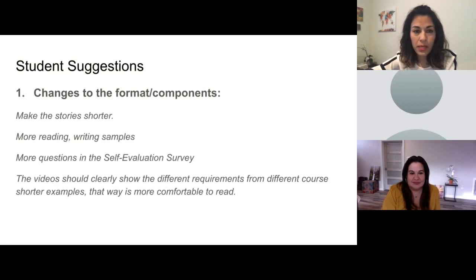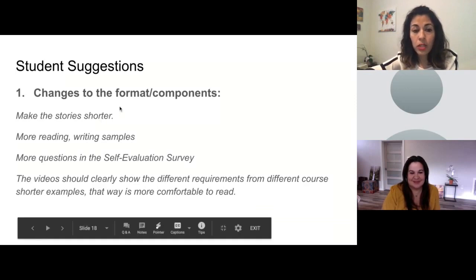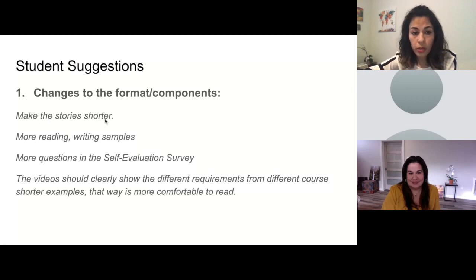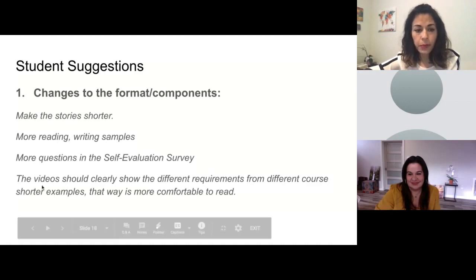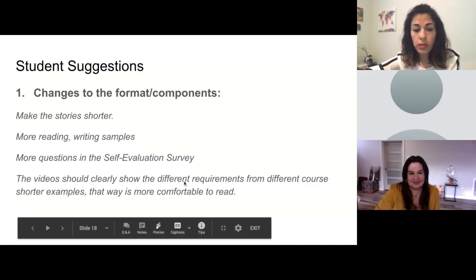Here are some comments, but some students did give suggestions for improvement. For example, some students suggested changes to the format or the components: make the stories shorter, and probably the student is referring to sample reading. More reading, writing samples, more questions in the self-evaluation survey. The videos should clearly show the different requirements from different course, shorter examples. That way is more comfortable to read.